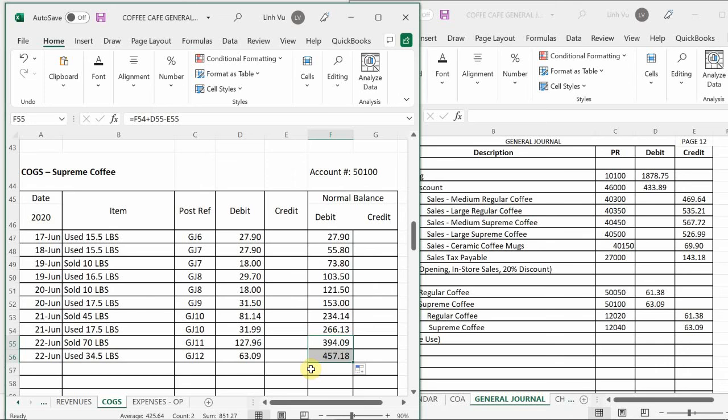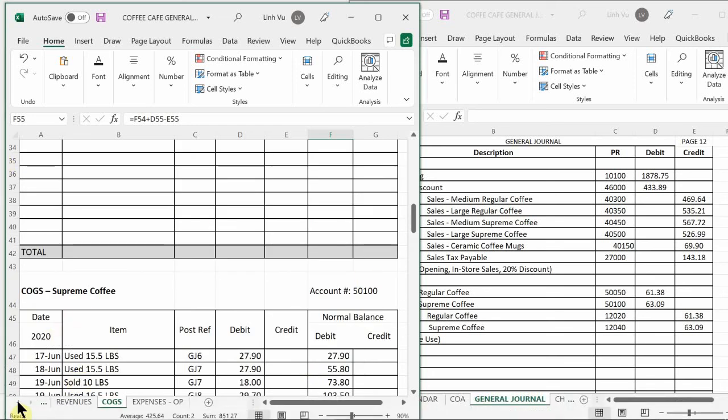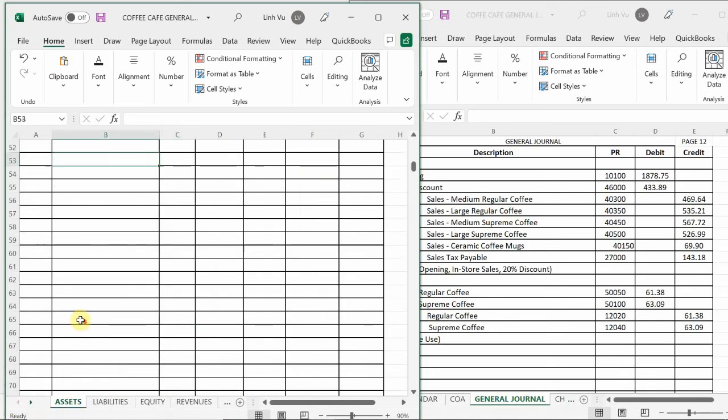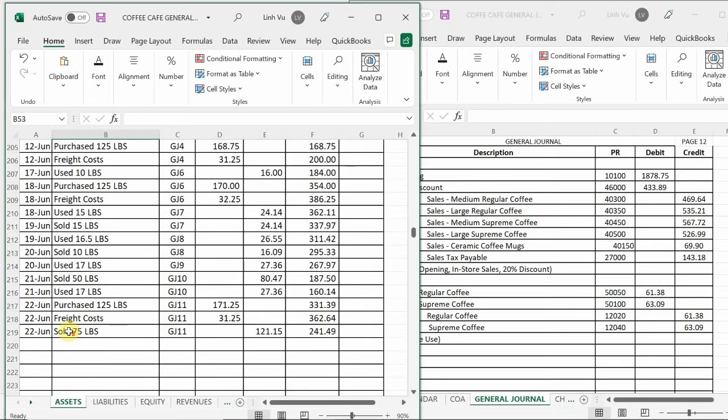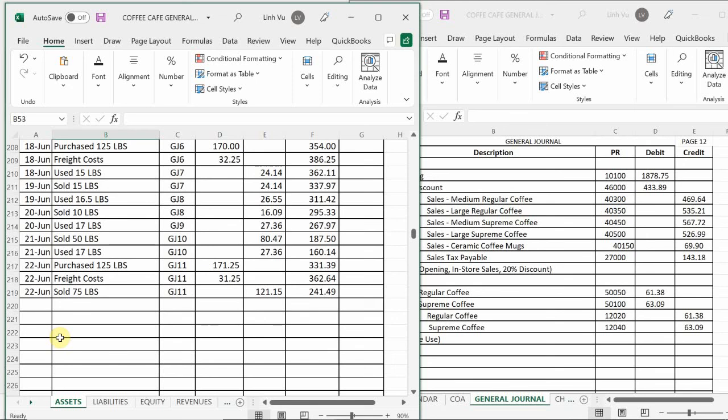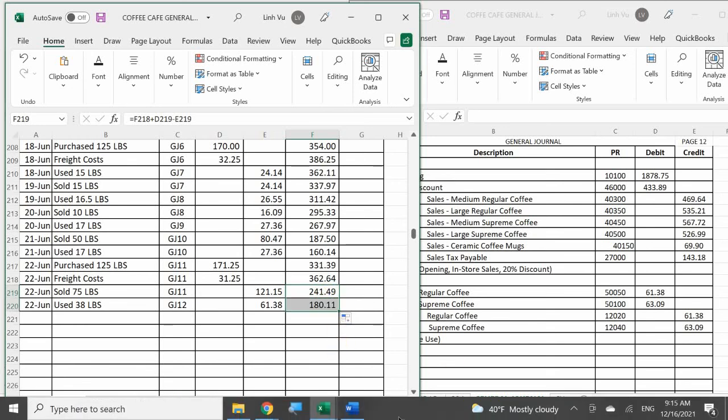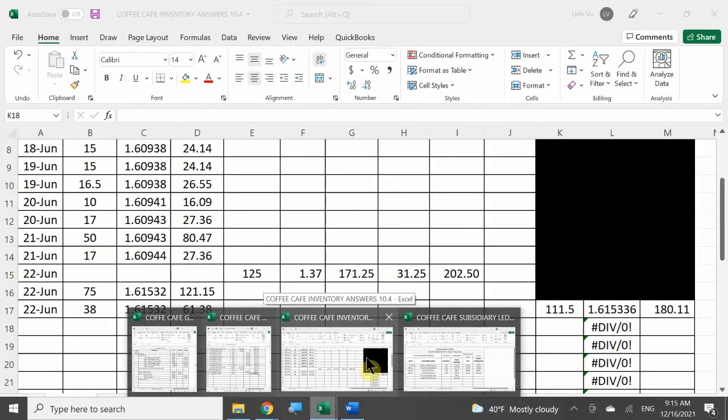Now we need to update our inventories. All right, here's regular coffee. We used 38 pounds. For 61.38. So what is my account balance here? 180.11. 180.11, and does that match your inventory worksheet? 180.11, good.